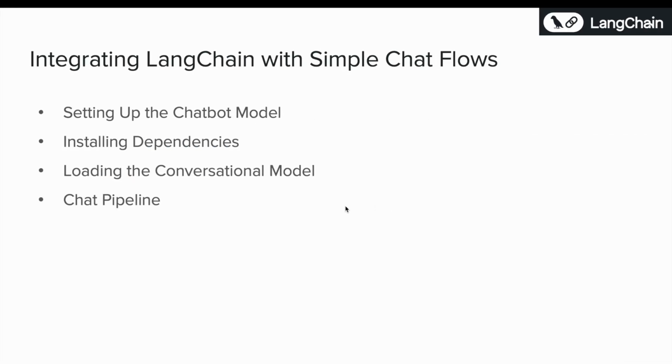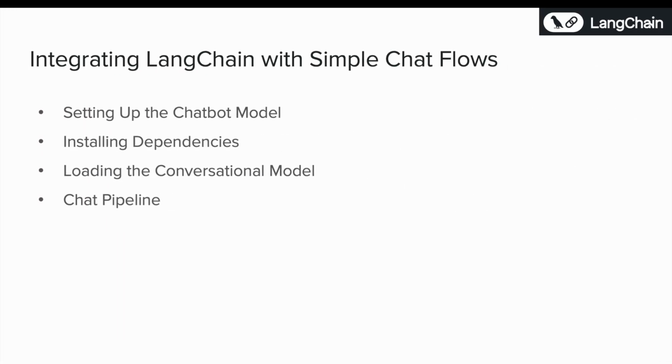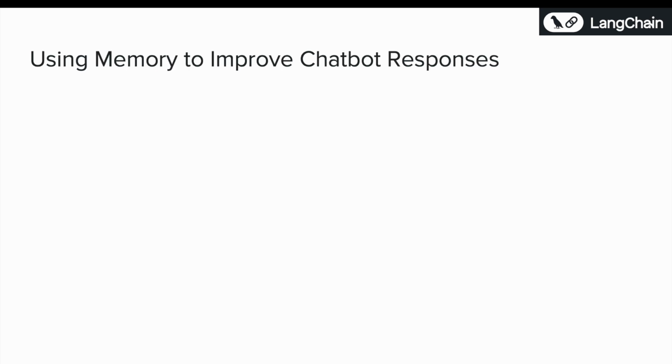Next, let's look at the chat pipeline. The pipeline function with the text generation setting is designed to handle back and forth dialogues. This setup lets us build a chat flow where the bot can respond to each user message. With our model set up, let's create a function that processes user input and responds, implementing a basic memory to enhance the chat experience. Using memory to improve chatbot responses.